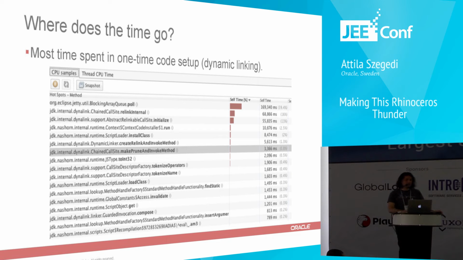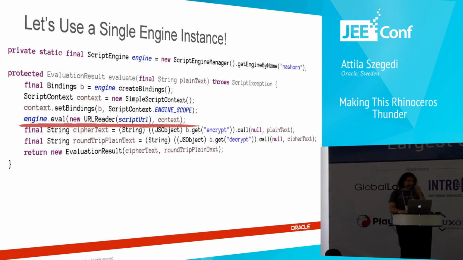I actually looked into where the time goes, and most of the time is one-time code setup, which is not surprising because Nashorn will parse and compile to bytecode and give it to the JVM, which starts interpreting it, and then it needs to link invokedynamic call sites. So most of the time is actually spent in chain call site, relink internal, and in class loader, install class, and so on. So most of the time is basically spent in code management. So, all right, using a new engine for every request is obviously not a terribly good idea.